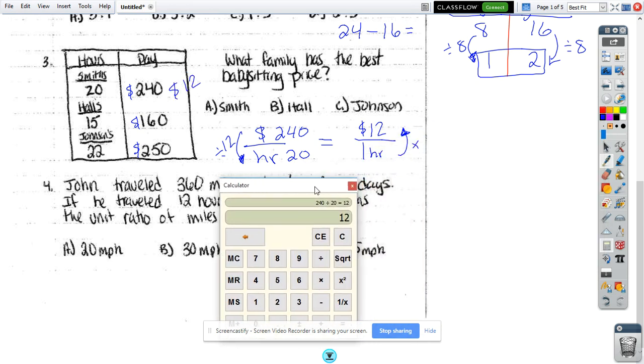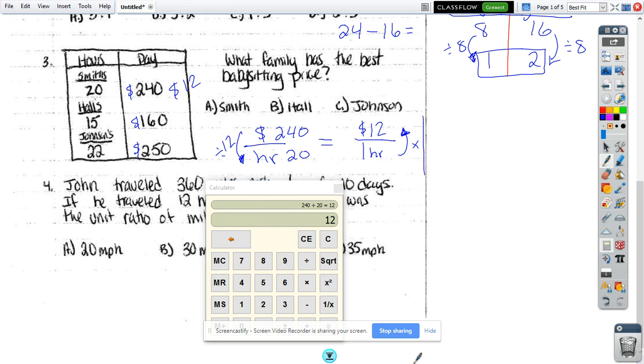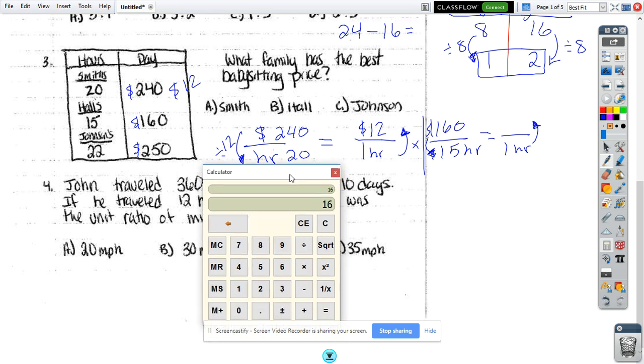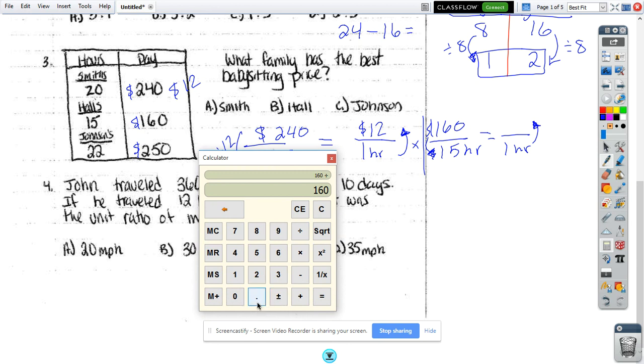Then let's go ahead and do the next one. So I'm going to draw a line here. I've got 160 over 15 hours. Dollars is equal to how many per 1 hour? And so again, I'm going to divide down and then multiply up. So I've got 160 divided by 15. That's equal to 32. That's a pretty nice deal for babysitting. $32, because when I multiply by 1, I get the same thing. So that's 32.